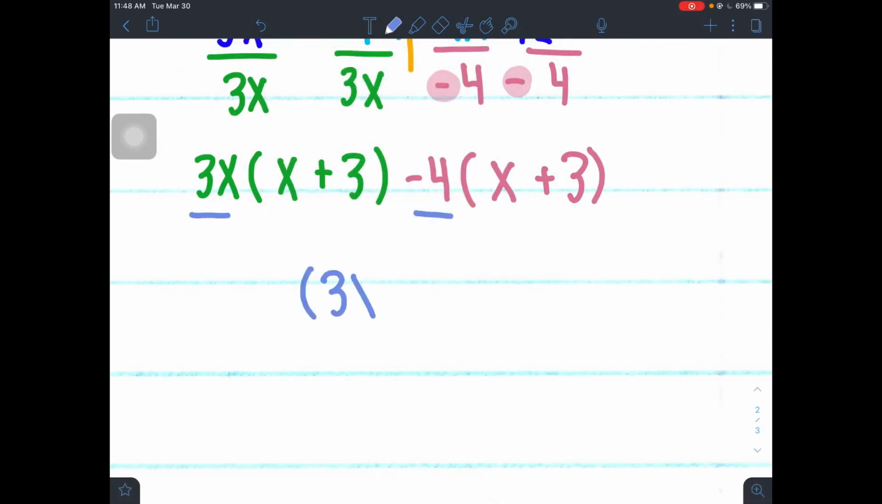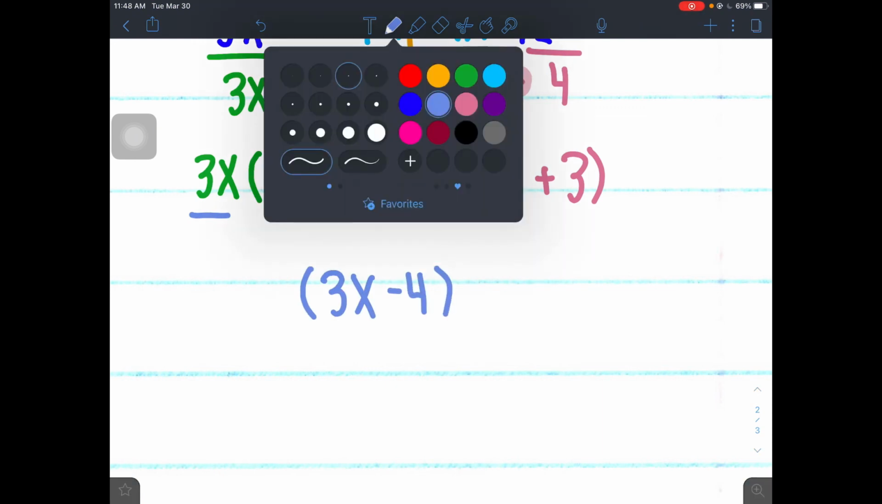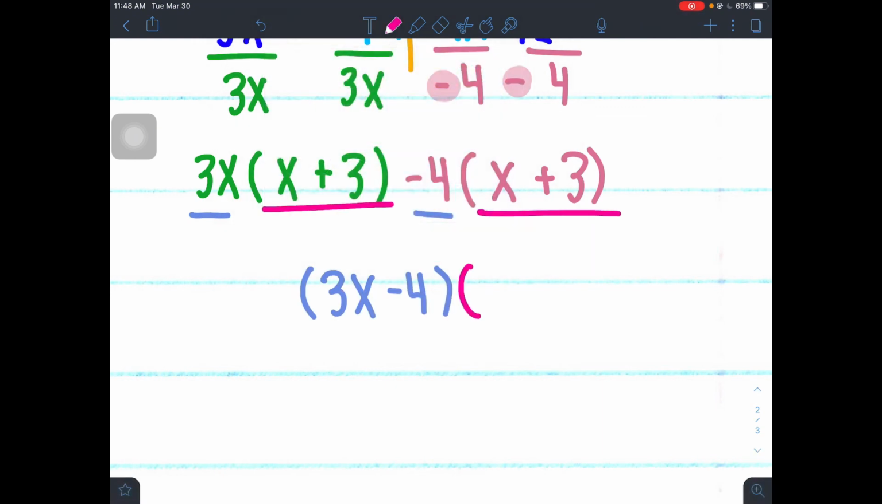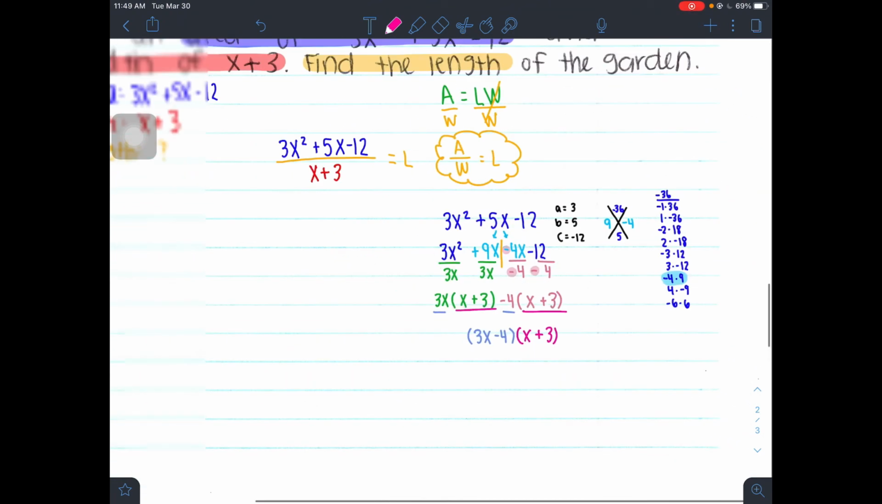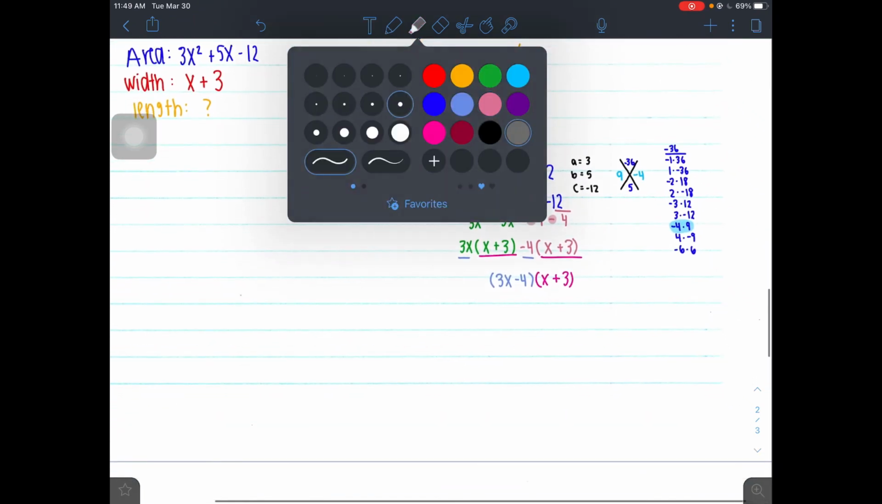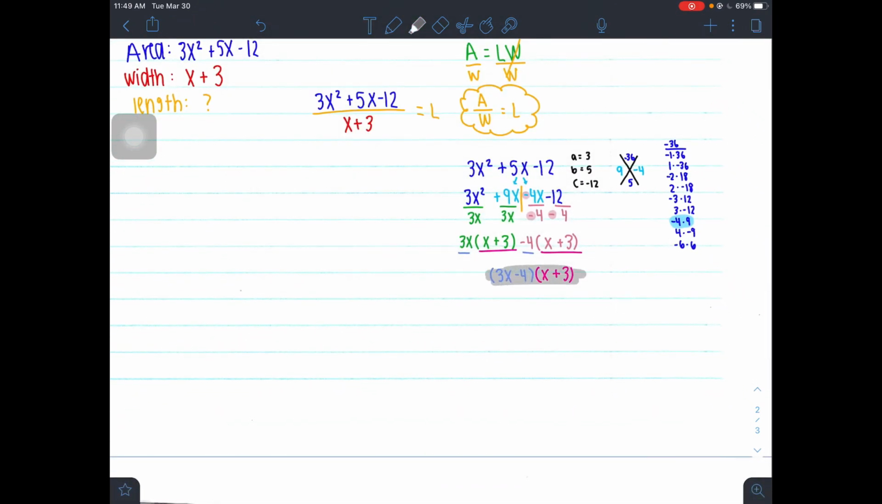3x and negative 4 combine to make the first factor. And then your second factor is made up of one of the matching sets, so x plus 3. Okay, now again, we're not stopping here. We're not asked to factor, we're asked to find the missing dimension. So again, this is equivalent to this guy up here. Okay, we just factored him.